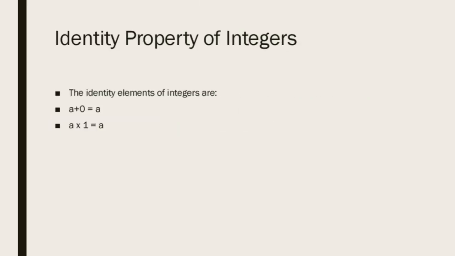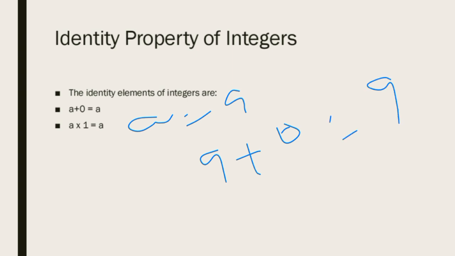Identity property of integers. The identity elements of integers are a plus 0 is equal to a, and a into 1 is equal to a. In addition, if a equal to 9, 9 plus 0, we get 9. In multiplicative identity, a into 1, 1 is the multiplicative identity. If a equal to 9, a into 1 is equal to 9.